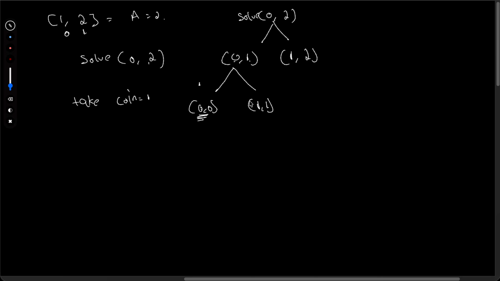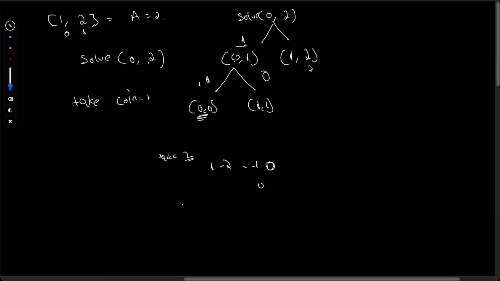Solve of 1 with coin 2 and amount 1. If we take 2, amount 1 minus 2 is negative 1, which is invalid, so we return 0. If we skip, no more coins are left, so that is 0. So solve of 0 comma 1 gives 1 plus 0, which is 1, one way.